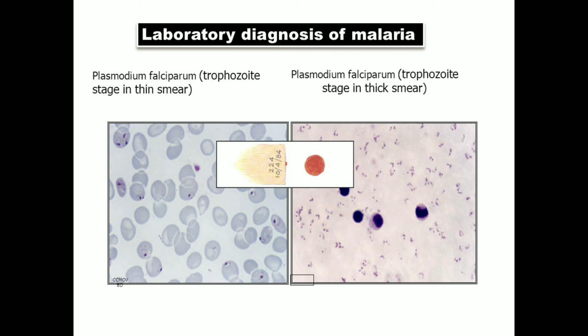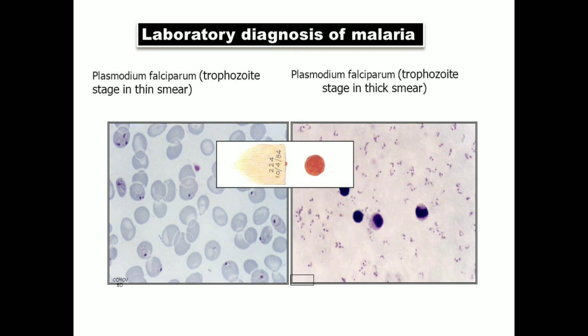Then we count the percentage of parasitized red cells when there is high falciparum malaria. Parasitemia will be 3 plus or more parasites seen in the thick film to monitor a patient's response to treatment. And then a minimum of 100 fields should be examined before a negative report is given.